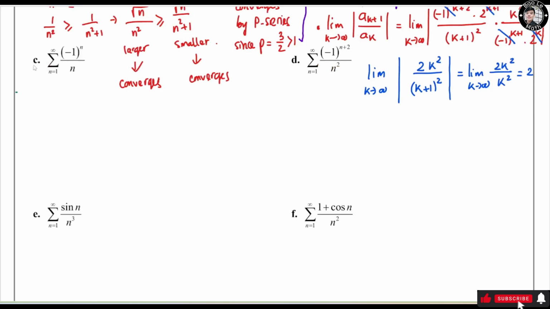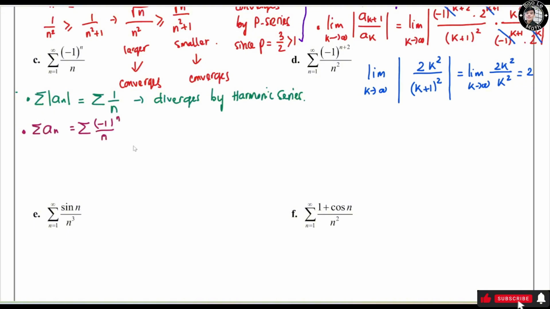Let's move on to question C. We're gonna check the series of the absolute value of a sub n. If you check the absolute value of this one, it's gonna be 1, so it's gonna be the series of 1 over n. Now this guy is actually the harmonic series, or the p-series where p equals 1. So this one diverges by the harmonic series. Now we need to check the series a sub n.